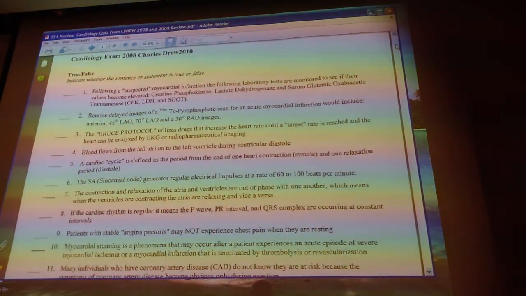In this one, the different views that we would take. Everyone familiar with the Bruce protocol? 220 minus your age, times 0.85. That's 85% of your maximum predicted heart rate that you have to obtain in order to do a satisfactory stress imaging.